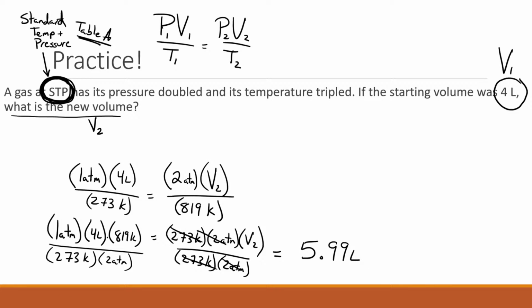liters. Again, we know it's liters because it's the only unit that doesn't cancel out. Atmospheres are on top and on the bottom. Kelvin are on top and on the bottom, so they cancel out. Liters is the only one that's left.